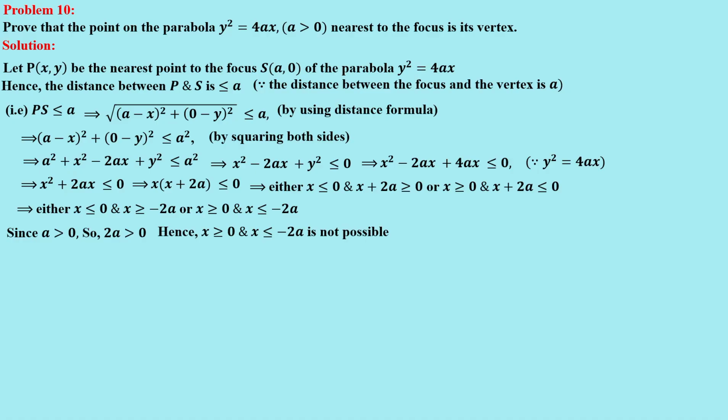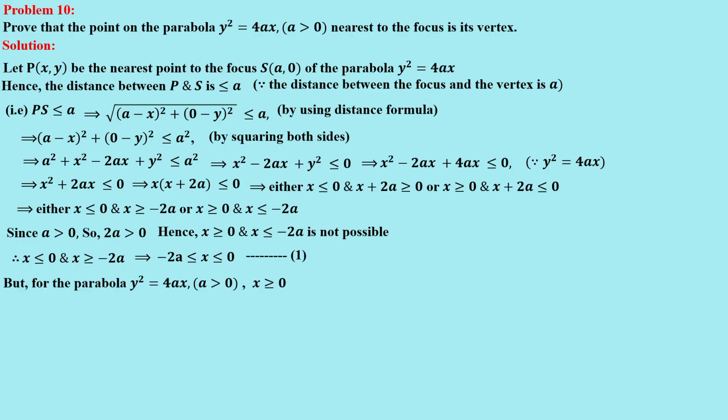x greater than 0 and x less than minus 2a, so x is both positive and negative, it is not possible, that is why, right? So therefore x is less than or equal to 0 and x is greater than or equal to minus 2a. So minus 2a less than or equal to x less than or equal to 0, that is equation number 1.